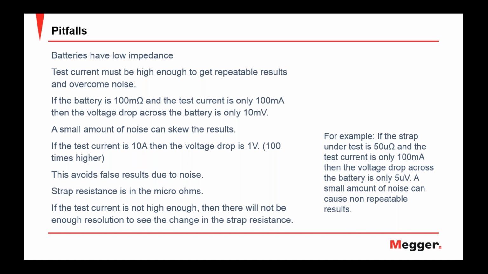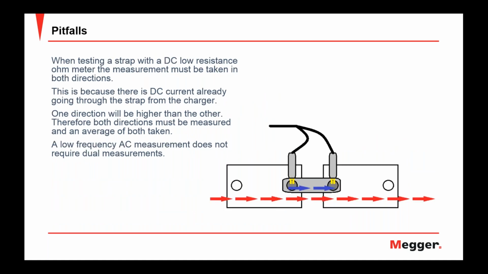The other issue is strap resistance is in microohms. I can't test strap resistance with 100 milliamps. This is why when I try to measure low values in the microohms, I don't use an ohm meter. I use a low resistance ohm meter, a DLRO, because it has higher currents. So these are some of the things to watch out for when you are looking at getting battery test equipment. Watch that test current. And as I said, the straps, now they're low resistance.